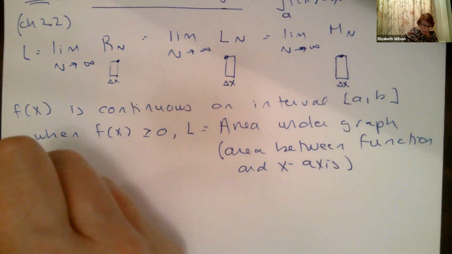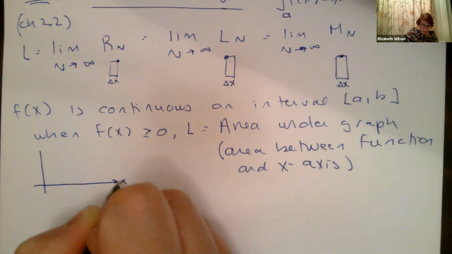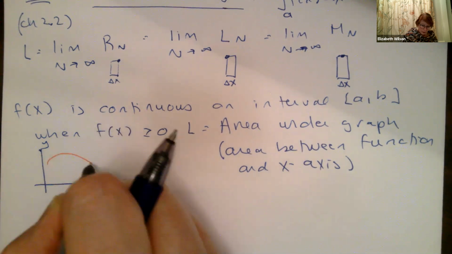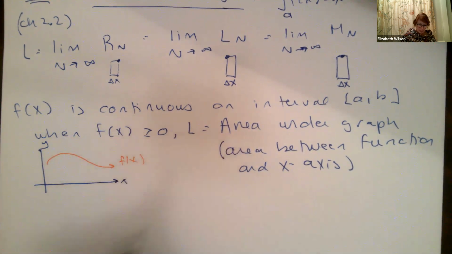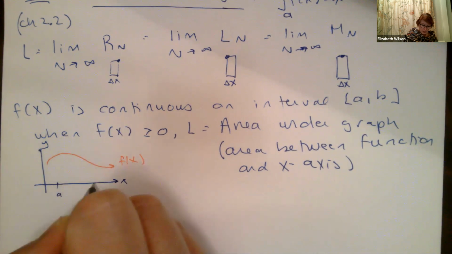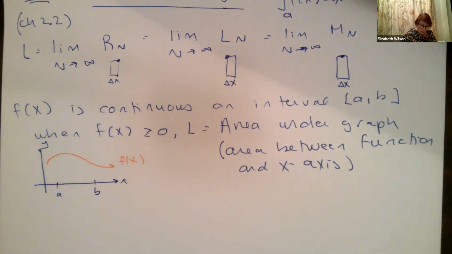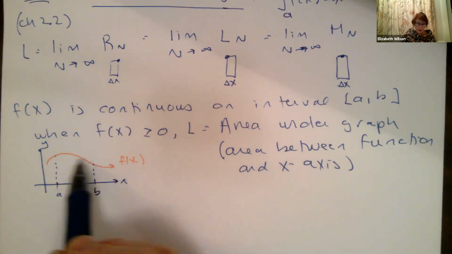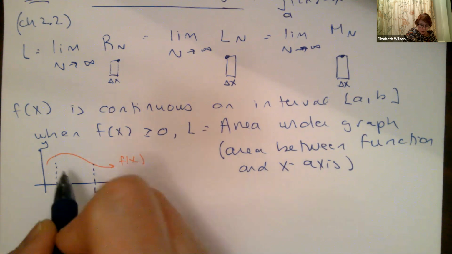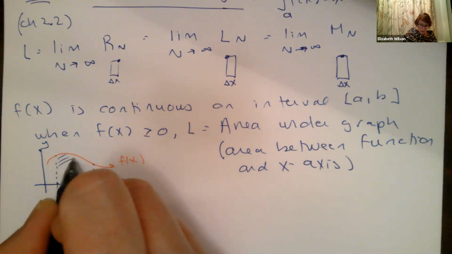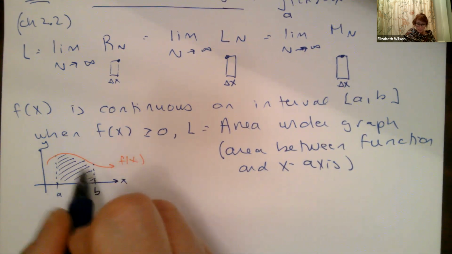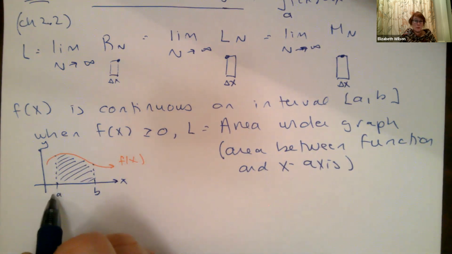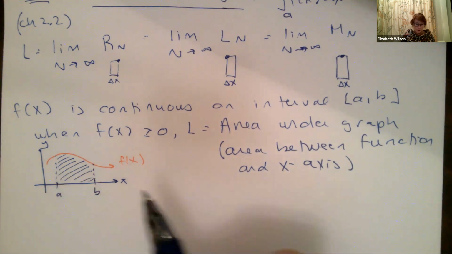Okay, so it's kind of like, here's my x-axis, here's my y, here's my function. And I'm going to go from A to B, right? My function is positive, so it's got positive values. It's above the x-axis. This definite integral represents this area here between my function and the x-axis, and also bounded by A to B. Okay, so this is what we're talking about here, this area.